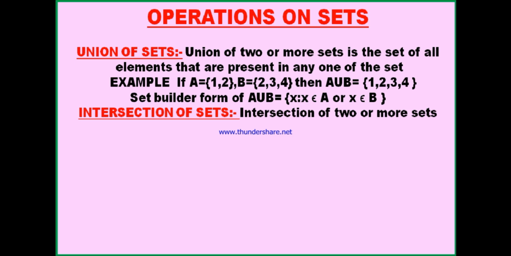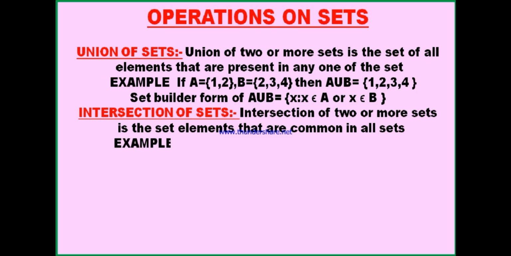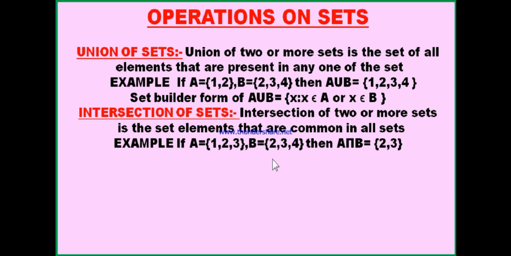Intersection of two or more sets is the set of elements that are common in all the sets. For example, if A is equal to set 1, 2, 3 and B is equal to set 2, 3, 4, then A intersection B is equal to. Now we have to list out the elements that are present in both the sets, which are common elements in both the sets. Now what are common in both the sets?